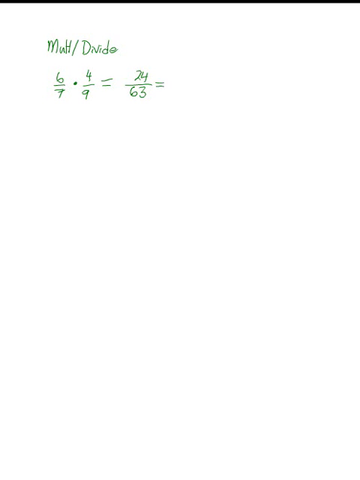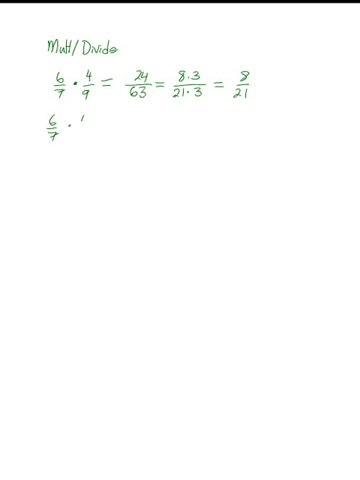reduced. 24 happens to be 8 times 3, and 63 happens to be 21 times 3, so I get 8 over 21. So there's one way to do the problem. Multiply tops, multiply bottoms, and then reduce. That's not the way I like to do it, though. So I'm going to do the same problem again.